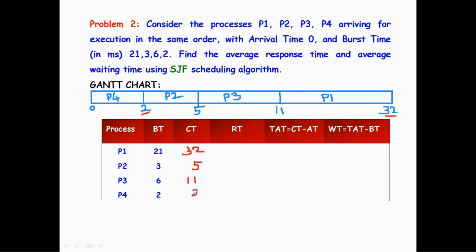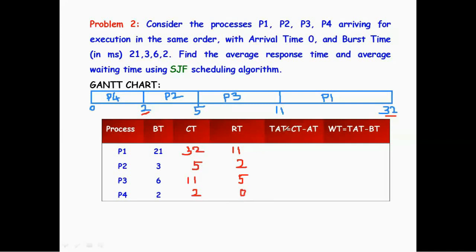Response time is the time at which the process actually gets its first response. Process P1 actually gets its first response at time 11. So here it is noted as 11. Similarly, P2 gets its first response at time 2. P3 gets its first response at time 5. So let me note here as 5. And P4 gets its first response at 0th millisecond. So here let me note as 0.